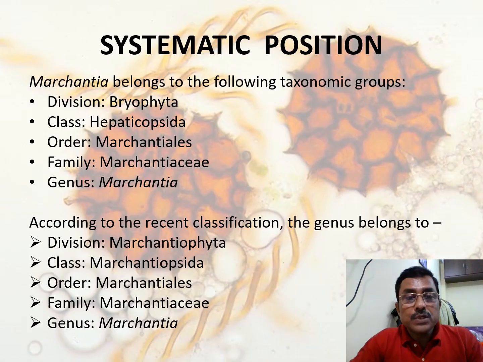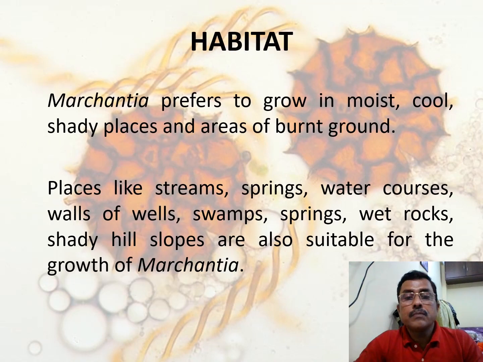This is the systematic position of Marchantia. Marchantia belongs to the division Bryophyta, class Hepaticopsida, order Marchantiales, family Marchantiaceae, and the genus Marchantia. But according to recent classification, the genus Marchantia belongs to the division Marchantiophyta, class Marchantiopsida, order Marchantiales, family Marchantiaceae, and the genus Marchantia. What's the habitat of Marchantia?